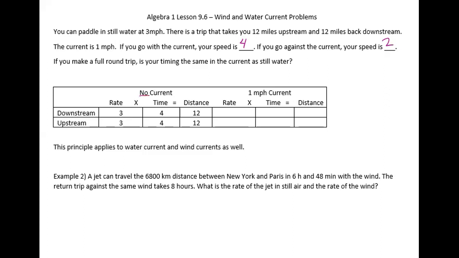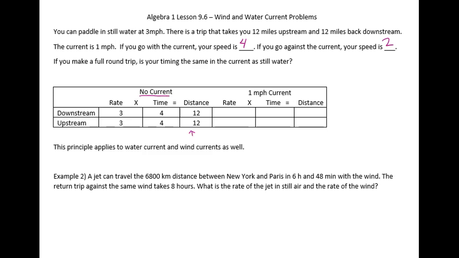So with no current, your rate is 3 miles an hour going upstream and downstream. If you're going 12 total, then you can work this backwards. 12 miles divided by 3 miles per hour is going to leave you the number of hours that it takes. So 4 hours for both downstream and upstream.